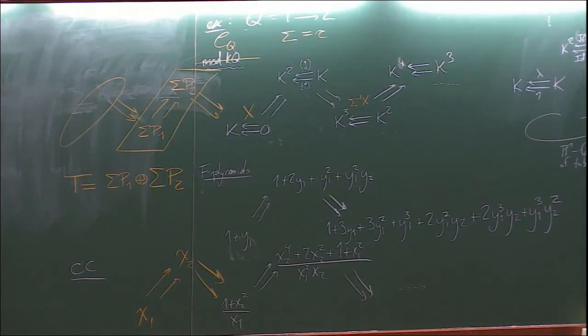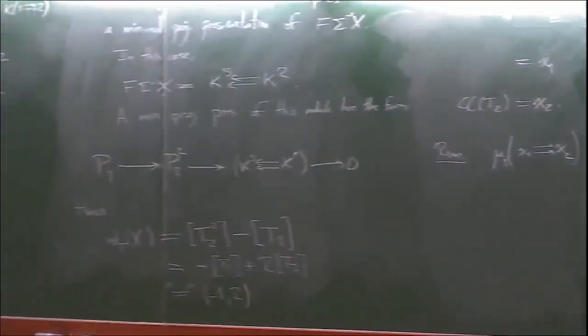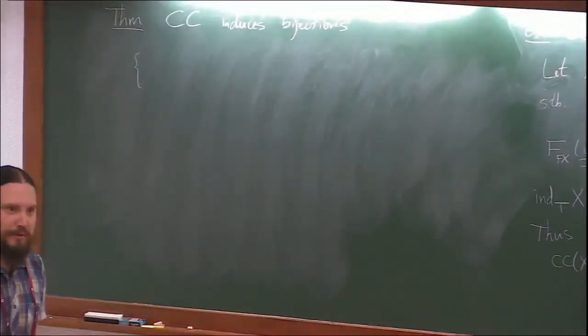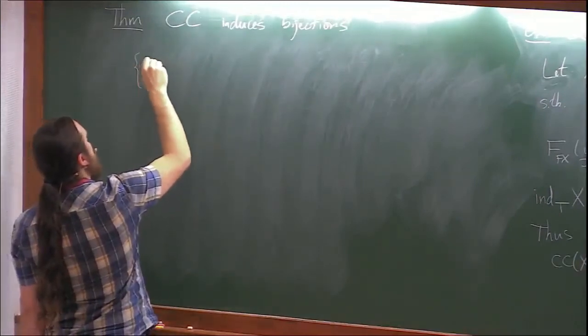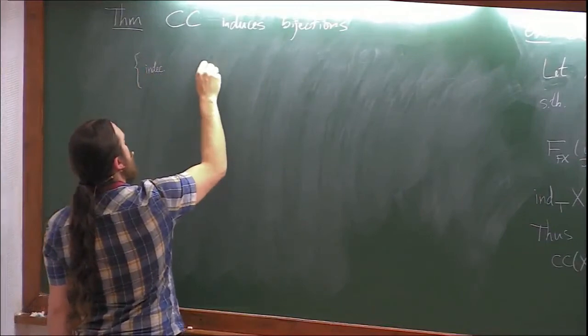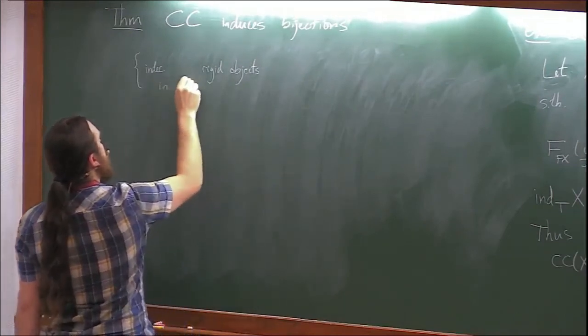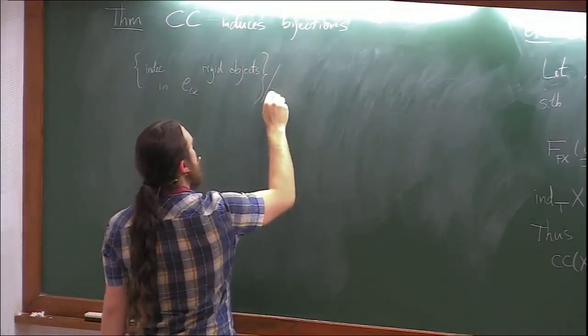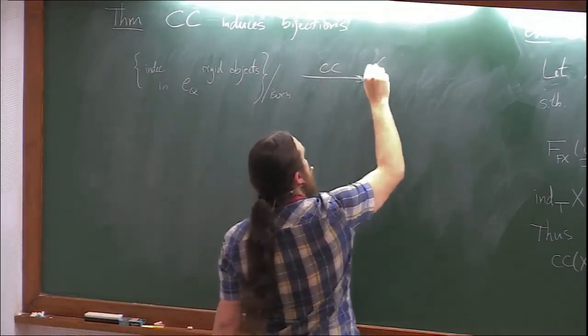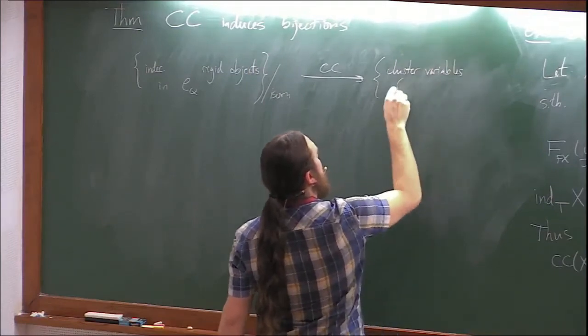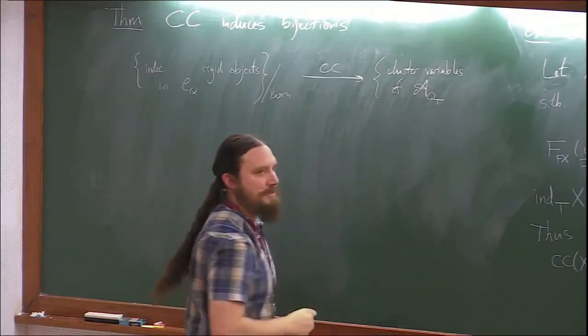And so the theorem is the following. The cluster character induces bijections from the set of indecomposable rigid objects in CQ up to isomorphism to the set of cluster variables of the cluster algebra with initial quiver Qt.